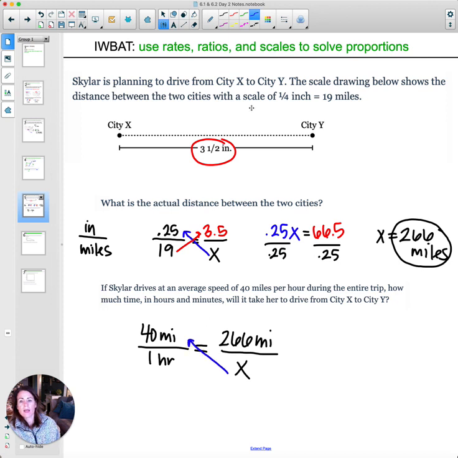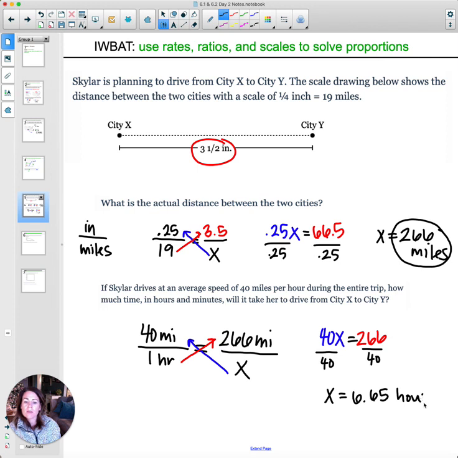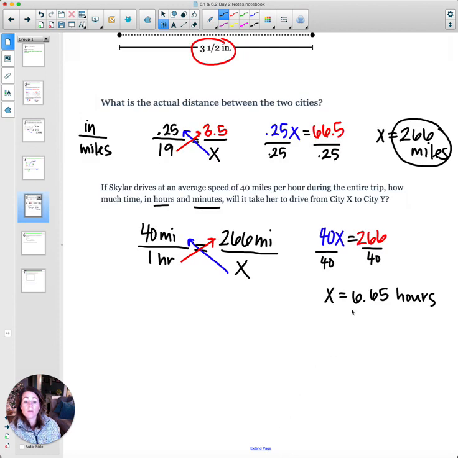Okay, so multiply that x up and get 40x equals 266. And then divide by 40. So then you get x equals, so 266 divided by 40 is 6.65 hours. Now this one wanted hours and minutes. Okay, so we've got the 6 hours, so we already know that it takes 6 hours. Now you need to convert 0.65 hours into minutes.